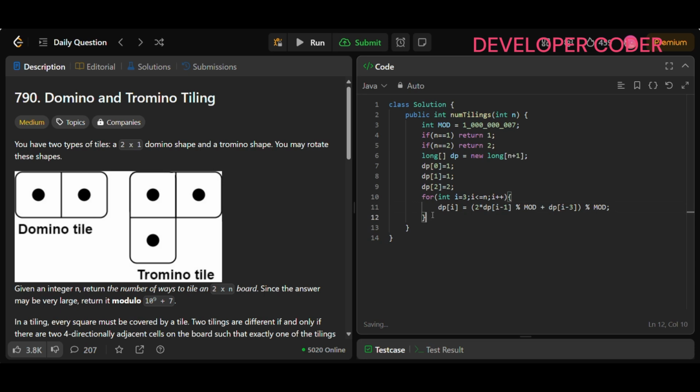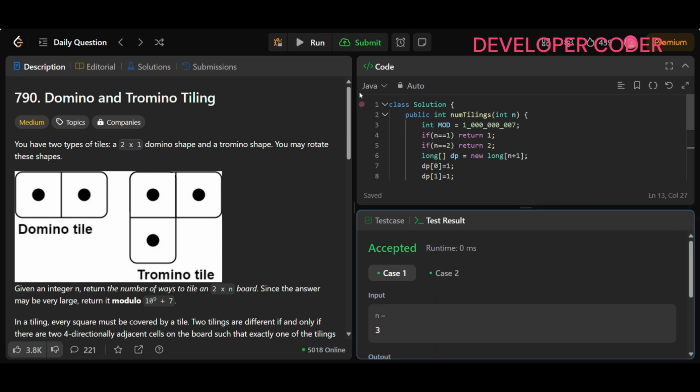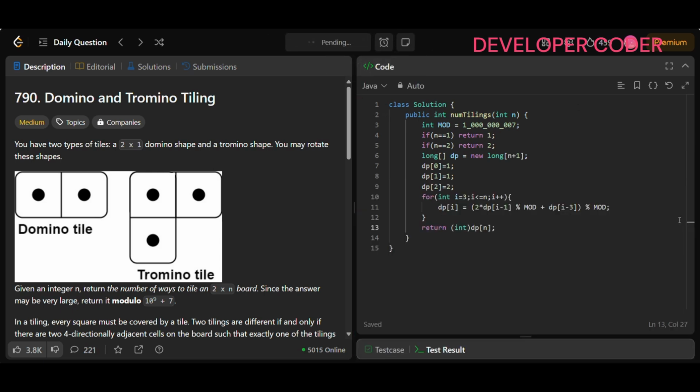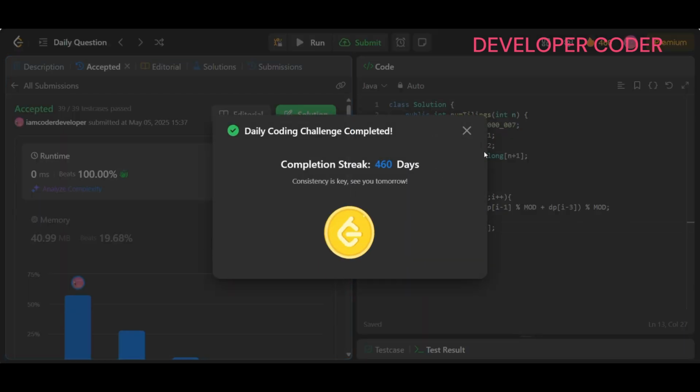And now in the end you simply return the answer: return int of dp of n. That's what you need to return. Now let's run it and see if there are any code issues. We'll try to fix that. The test case has been accepted. Now let's submit it. See, our solution is accepted, right?